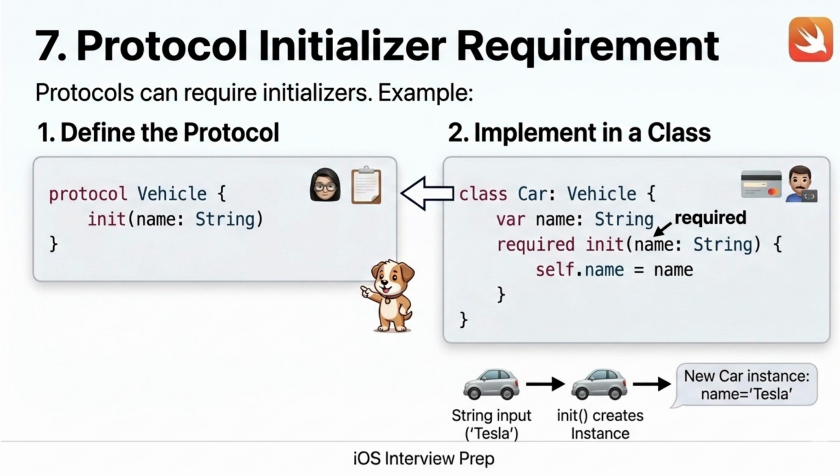This is an example of a protocol initializer. Here we have a protocol Vehicle with a name, and Car is a class which conforms to this protocol. The required keyword is needed for initializing. This is an example of how the string input Tesla creates the instance. And this is an example of a protocol initializer requirement.